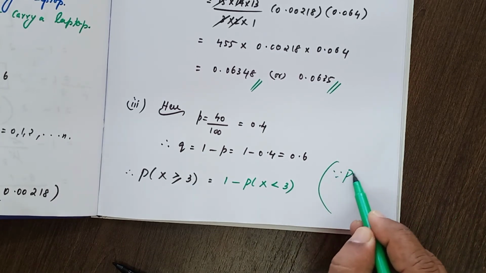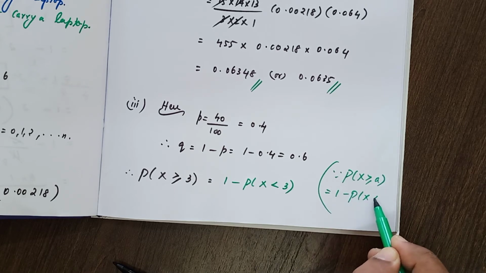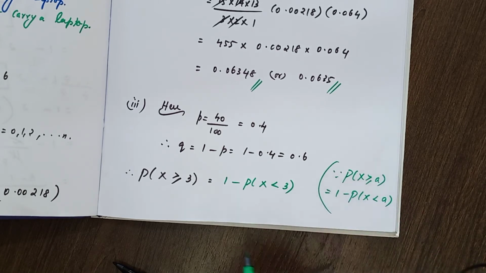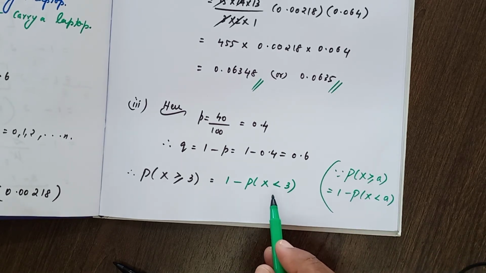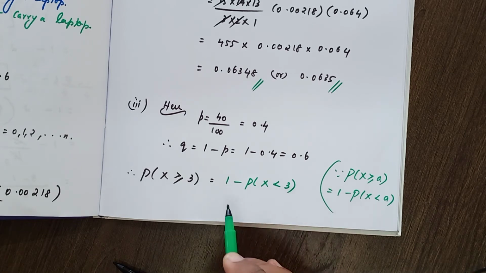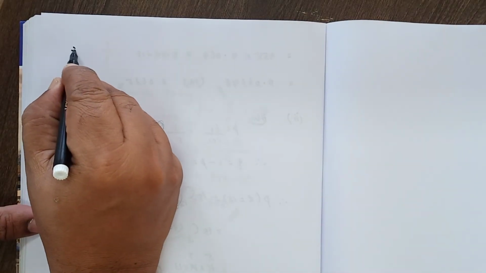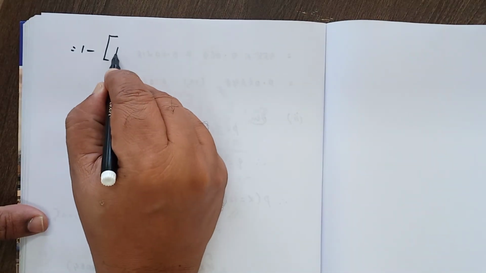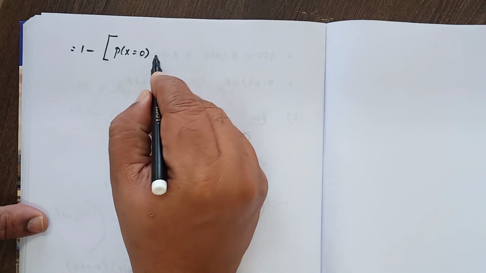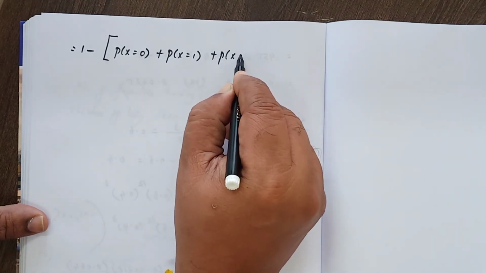Since the probability of x greater than or equal to a can be written as 1 minus the probability of x less than a, I have applied the property over here. Now, less than 3 means only 0, 1 and 2, excluding 3. So 1 minus the probability of x equals 0, the probability of x equals 1, and the probability of x equals 2.